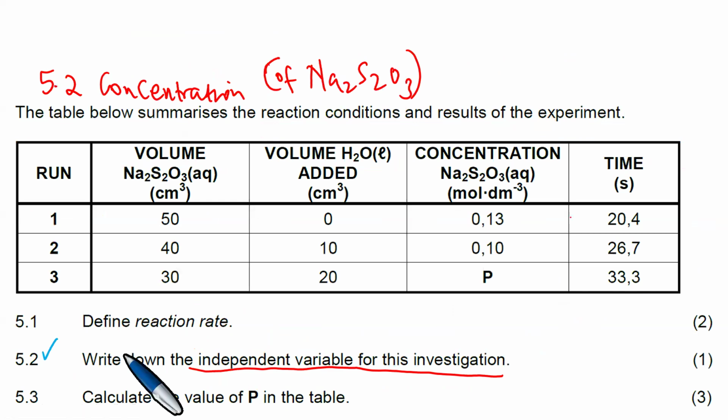Okay, calculate the value of P. Let's find the value of P. So they were asking us to write down the independent variable. It is concentration of the sodium thiosulfate.